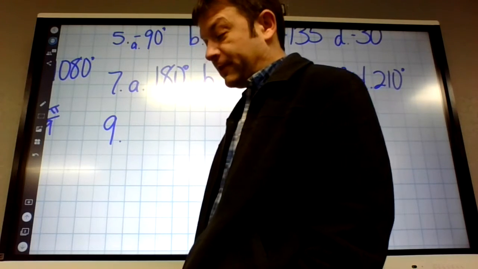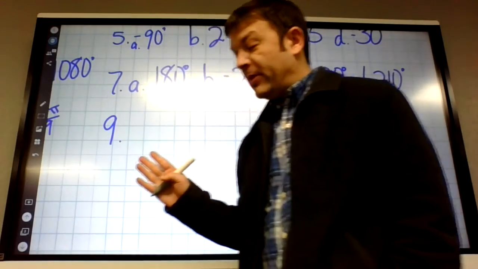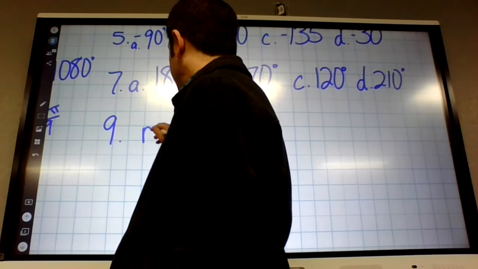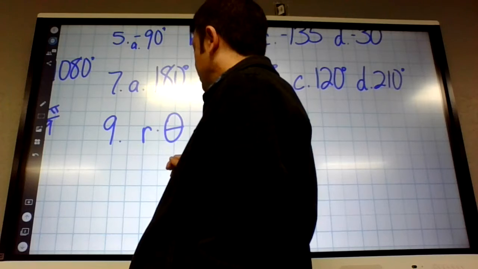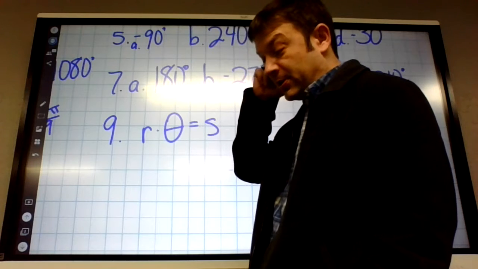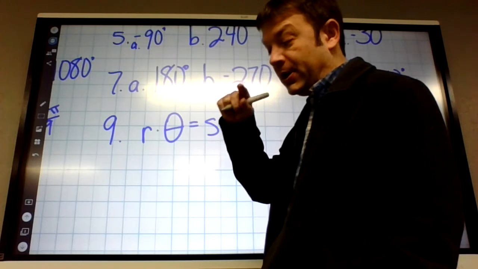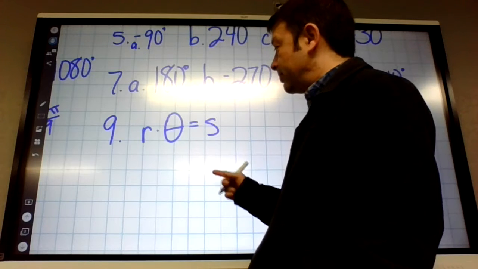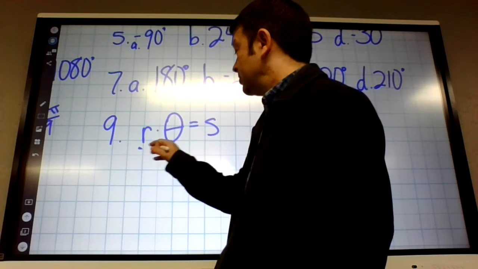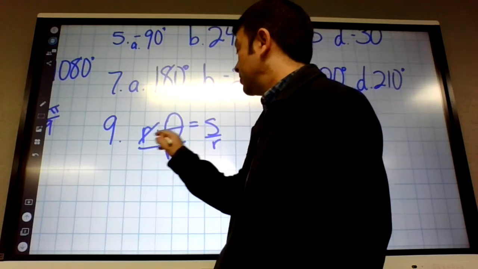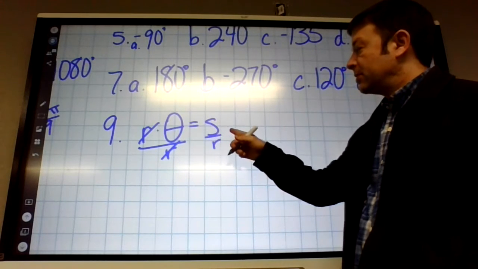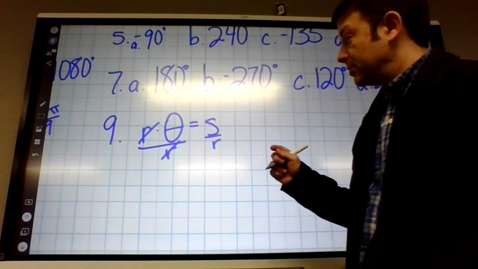Number 9. Okay, this is different. You guys watching? Remember, to find the arc length, you just do the radius times the angle measured in radians, which equals the arc length. On 9 and 10, they're giving us the radius and the arc length, so how can we solve that for theta? If we divide by r, that will give us the radians. So it's arc length divided by radius, or s divided by r.